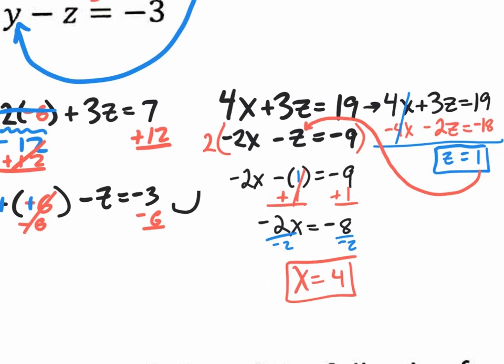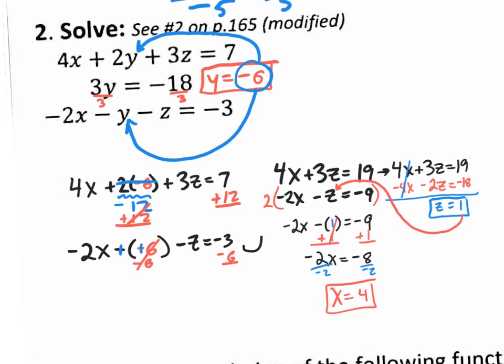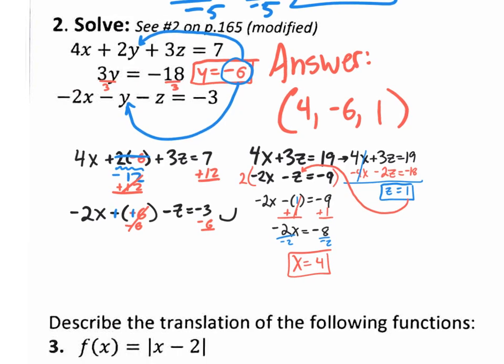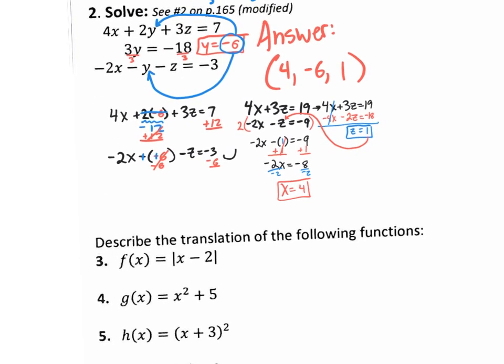So we did get all 3 answers. The answer is, the ordered triple. Your x value is 4, your y value is -6, and your z value is 1. I hope this helps you solving 3x3 systems.